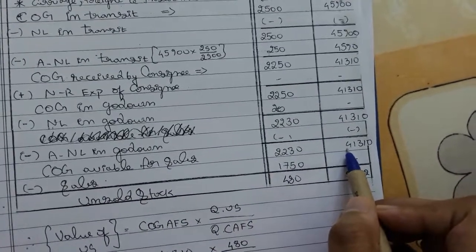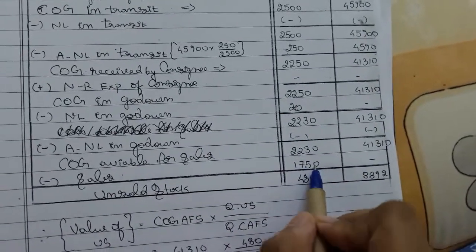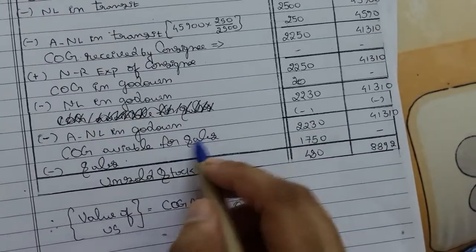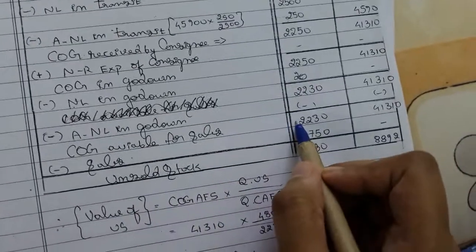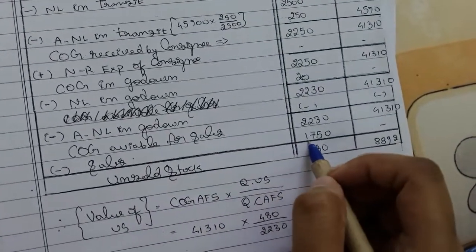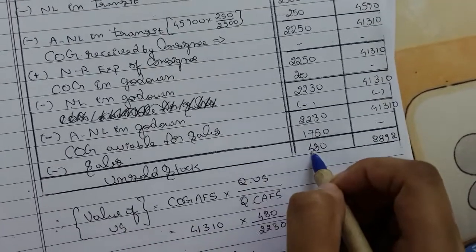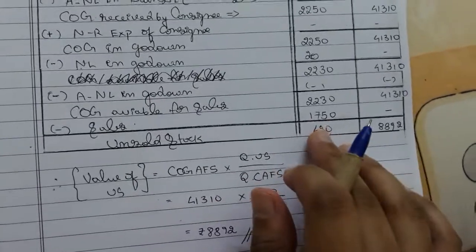The amount is 41,310. So here this is the value of unsold stock. Unsold stock, what is the formula for unsold stock? So that is cost of goods available for sale minus sales. So this is the cost of goods available for sale, this is the value of sales, that is 1,750. So the unsold stock will be, what is unsold stock? 480 units.